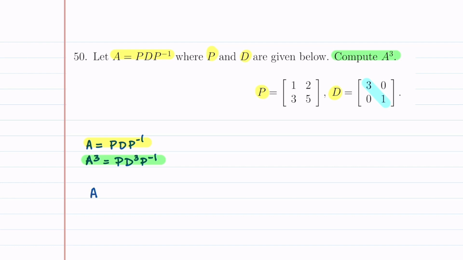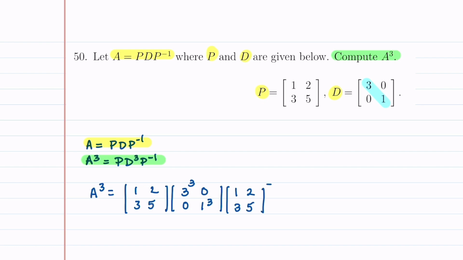Here we go. Let's write down A cubed, and we're going to write down P, 1, 2, 3, 5. And then we're going to write down D cubed. So the way that you raise a diagonal matrix to a power is that you raise each of the entries along the diagonal to that power. So this becomes 3 cubed, 0, 0, and then 1 cubed. And then we have P inverse, which we're just going to write like this for now, and then we'll have to calculate it. So we'll just put a little -1 there to indicate that we need to find the inverse.